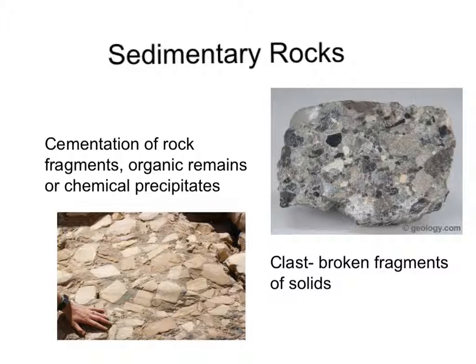Sedimentary rocks are formed by compaction and cementation of rock fragments, organic remains, or chemical precipitates. Clasts are broken fragments of solids. Clasts consist of clay, silt, and sand to gravel. Clasts are previously existing rocks, shells, and bones that were deposited on riverbeds, beaches, sand dunes, lake bottoms, and the floor of the ocean. Clastic sedimentary rocks are made of pre-existing rocks, shells, or bones. Examples are sandstone, siltstone, and shale.